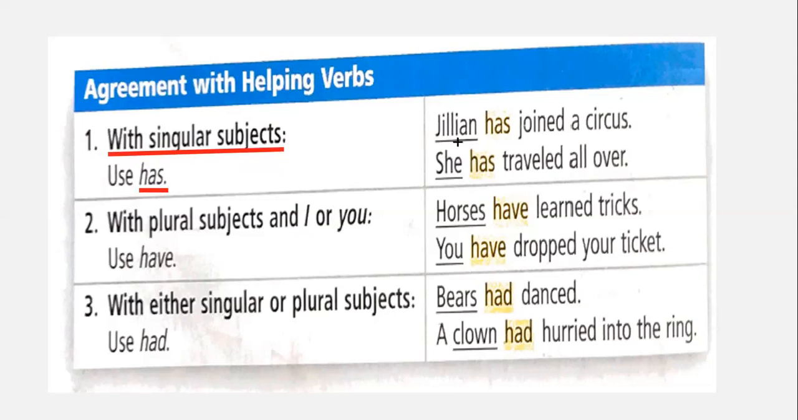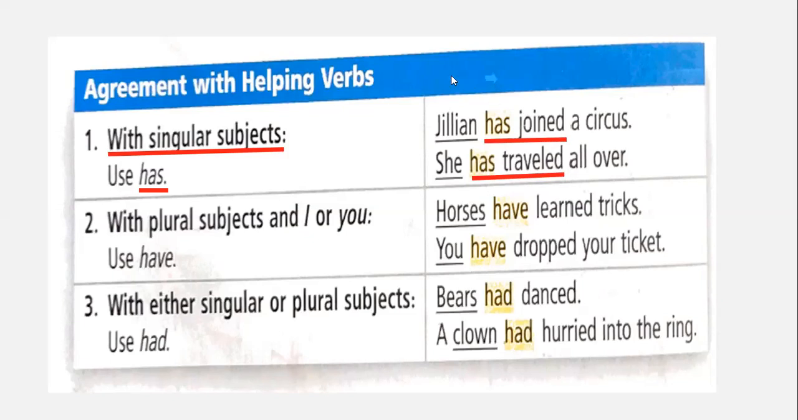Example, Jillian has joined a circus. Now, don't forget that when we're talking about verbs in the past tense with helping verbs, we're talking about a verb phrase. Remember Batman and Robin? So you're always going to see a helping verb with a main verb, such as this one, has joined or has traveled. In this case, we're using has. Why are we using has?